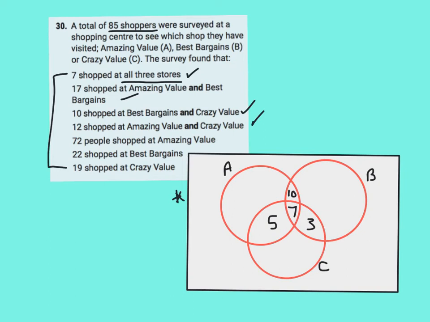That's that one done. 72 people shopped at amazing value in total. So again, pop into your calculator. The 72 people represents this whole circle here. So I just need to take 72 minus 10 minus 7 minus 5, and that will give me 50.